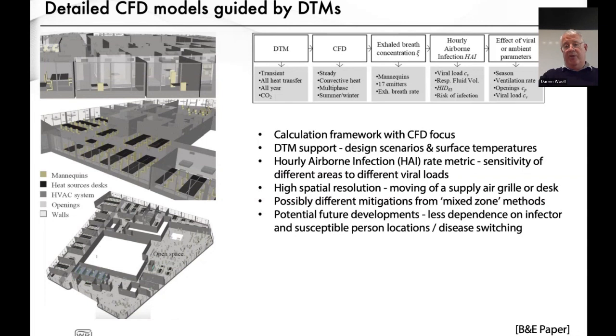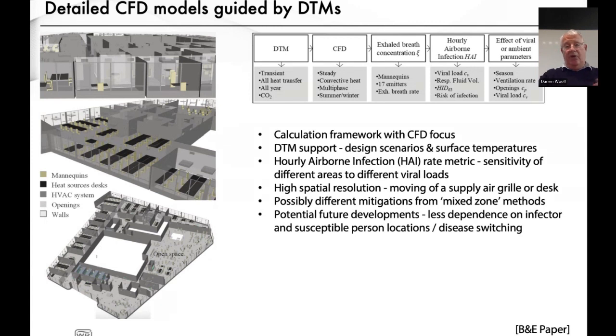So this was a framework that we pulled together in the B&E paper. It's got a CFD focus, but it has thermal modelling working alongside it to design scenarios, provide surface temperatures. It's got a metric looking at different areas, different sensitivities, different viral loads. But you can actually look at what is the effect of moving this supply air grill or a desk. What are the different mitigations? And it might have different mitigations from mixed zone methods.